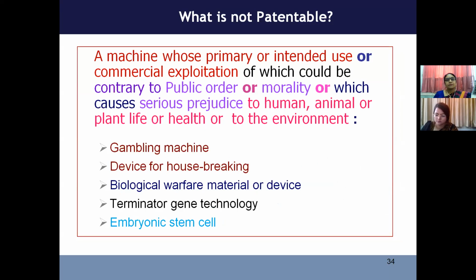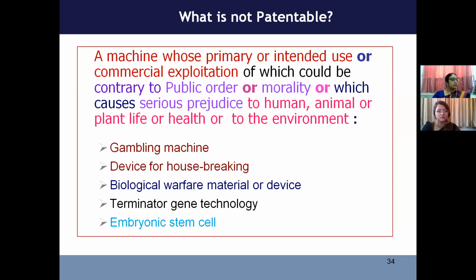And then a machine whose primary or intended use or commercial exploitation could be contrary to public order or morality, or which causes serious prejudice to human, animal, or plant life or health, or to the environment, is not patentable. Like a gambling machine, or a device for housebreaking. Then you might be wondering, there are so many JCBs and big cranes which are really used for breaking houses. Yes, they got patents.